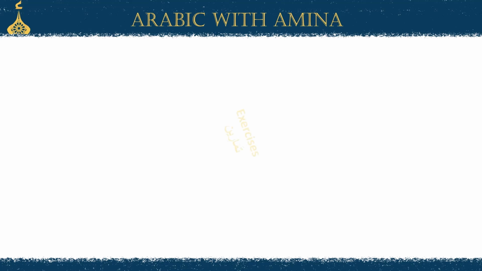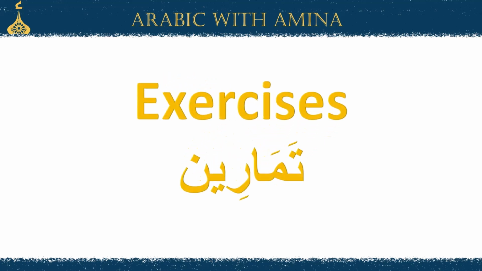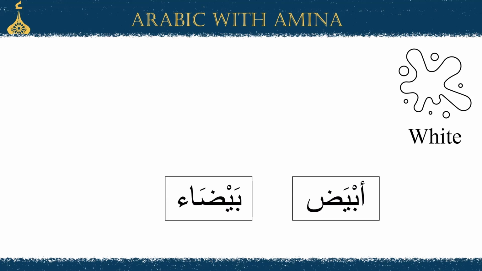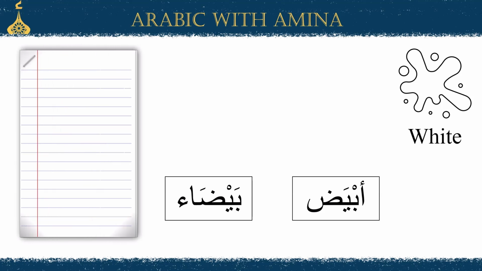Now we're going to have some exercises or tamarin. Let's take the color white. In Arabic, it's أبيض for masculine and بيضاء for feminine. We want to say a white paper. So your job is to fill in the blank. ورقة, blank. Which form of the color white would we use? You can take a moment to think and pause the video if you need more time.